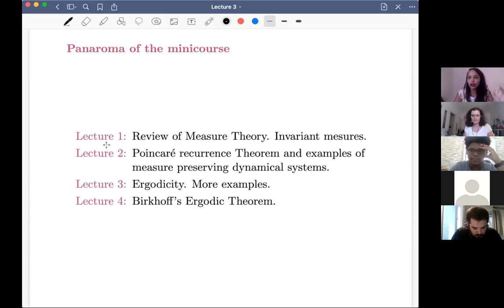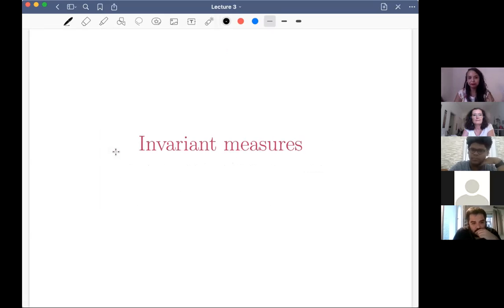And today we are going to talk about ergodicity, define what ergodic measures are, and work a bit more on the examples. And in the last lecture, we will relate the concept of ergodicity that we'll do today with the concept given by Boltzmann that I talked about in the first class, but I will recall later, via Birkhoff's ergodic theorem. So that's the plan.